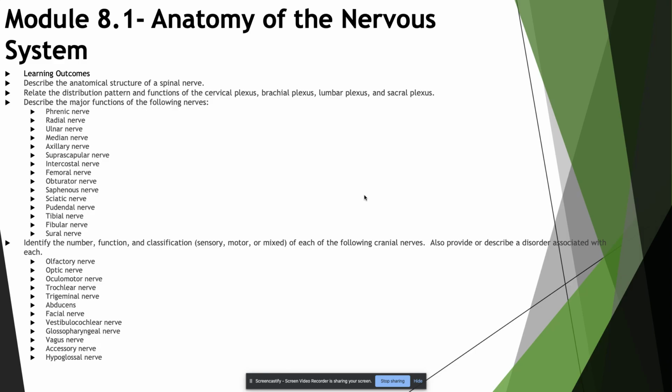Hey everyone, welcome to the first PowerPoint of Module 4. And this is Module 8.1. We're going to start talking about the anatomy of the nervous system here.